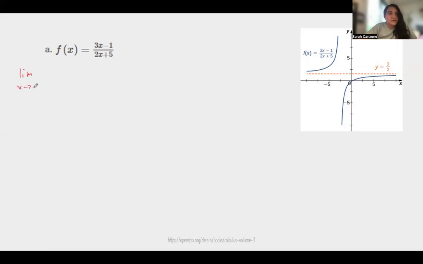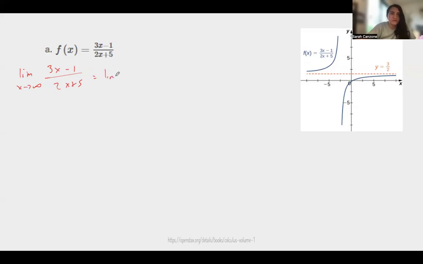The limit as x approaches infinity, we'll do infinity and we'll look at negative infinity as well. Limit as x approaches positive infinity of 3x minus 1 over 2x plus 5. What we want to do is divide every single term by the highest degree in the denominator. This is a single x. We only have one variable, so we have to divide everything by x.